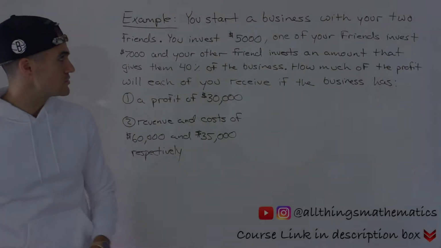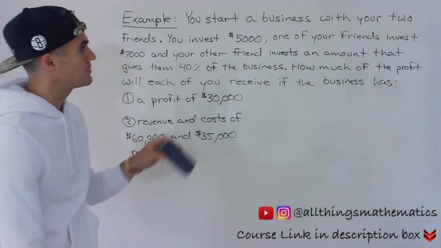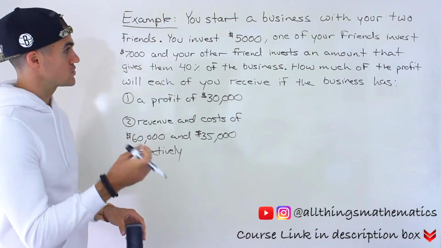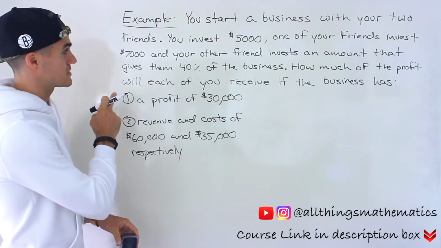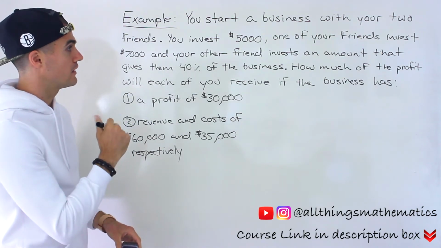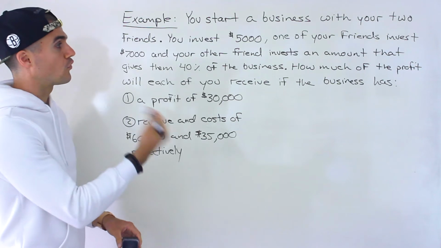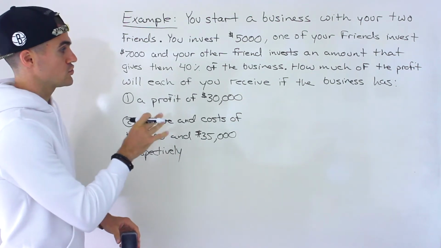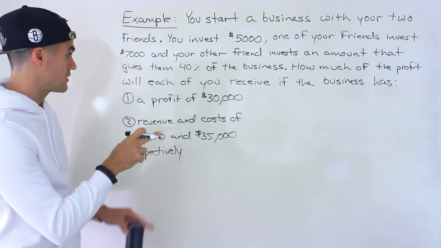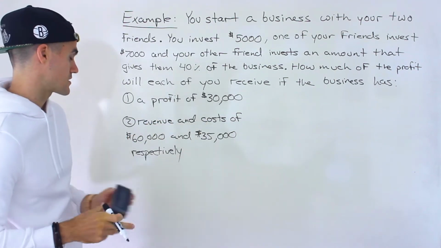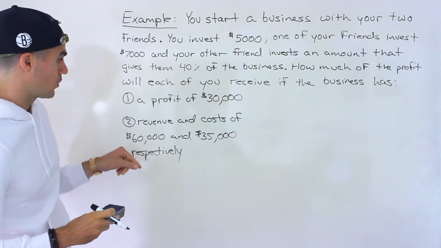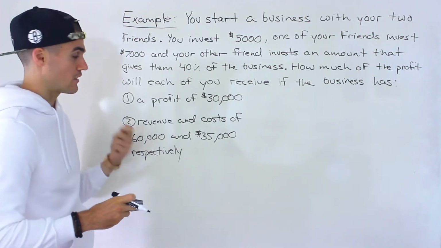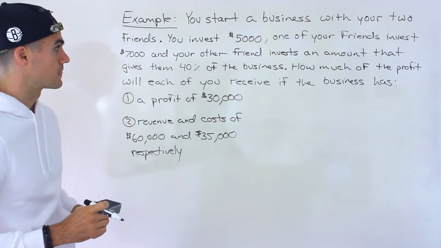Patrick here, and moving on to the next example. So you start a business with two of your friends. You invest $5,000, one of your friends invests $7,000, and then your other friend, the third friend, invests an amount that gives them 40% of the business. How much of the profit will each of you receive if the business either has a profit of $30,000 or a second scenario where the business has revenue and costs of $60,000 and $35,000 respectively?